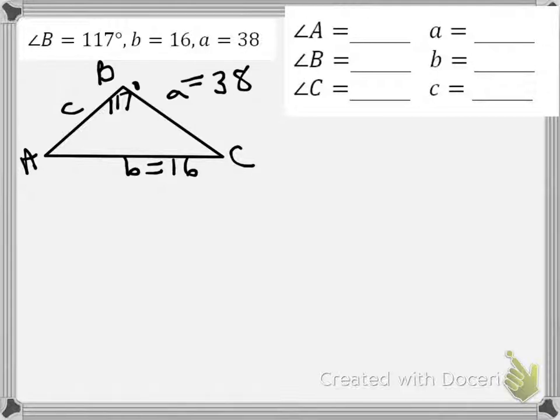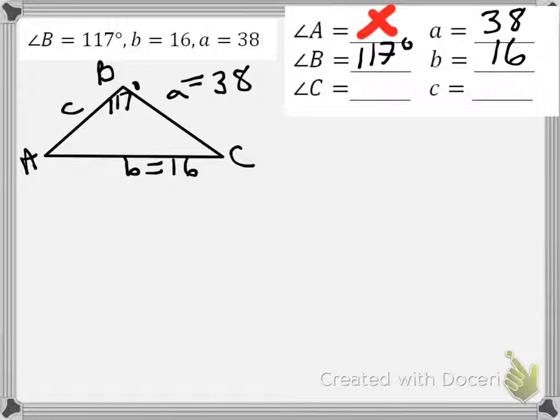So I'm also going to plug them in over here on my little chart to help me keep track of what I'm looking for. I'm given that this is 117 degrees. I'm also given that this side is 38 and that this side is 16. Because this is not a right triangle, we cannot use the Pythagorean theorem. What I'm going to look for first is angle A. I have side A, and I also have this pair of side B and angle B.